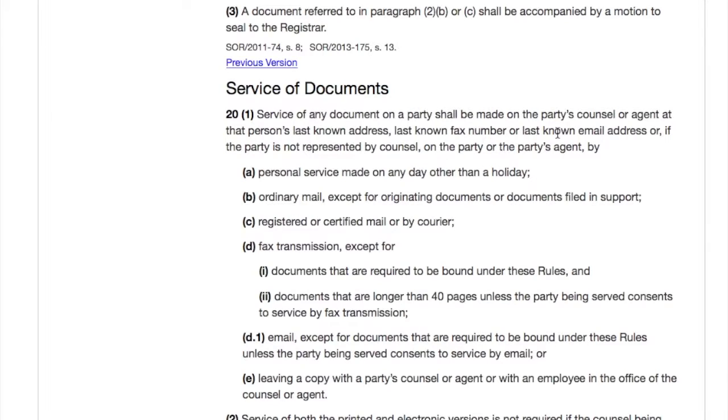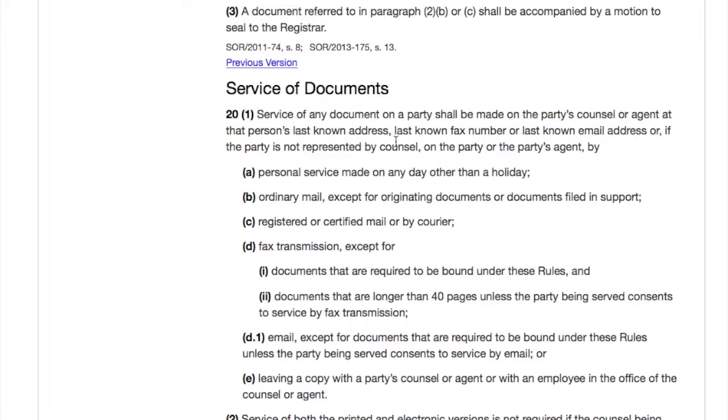So ordinary mail, except, so 1B here says except originating documents. So all those documents, they have to be sent by courier. They have to be either personally served or dropped off to a person at the office of the law firm representing that person, or delivered personally to the person. So you cannot fax service of the originating documents.